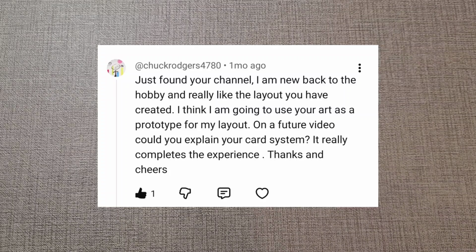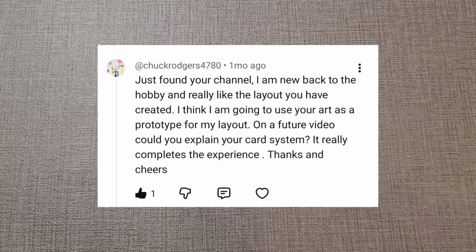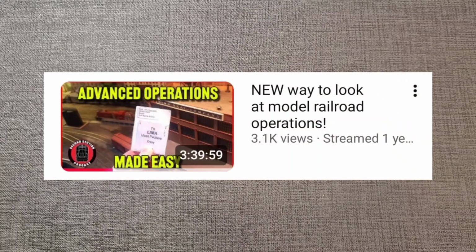The second reason is that recently somebody asked in the comment section whether I could explain my car card and waybill system a little bit more, and of course I'm very happy to do so. And the third reason is that I recently watched an episode of the Operating Session podcast that was also about car cards and waybills, and my expectation was that these folks might go into more detail about the whole system and explain it a little bit more.